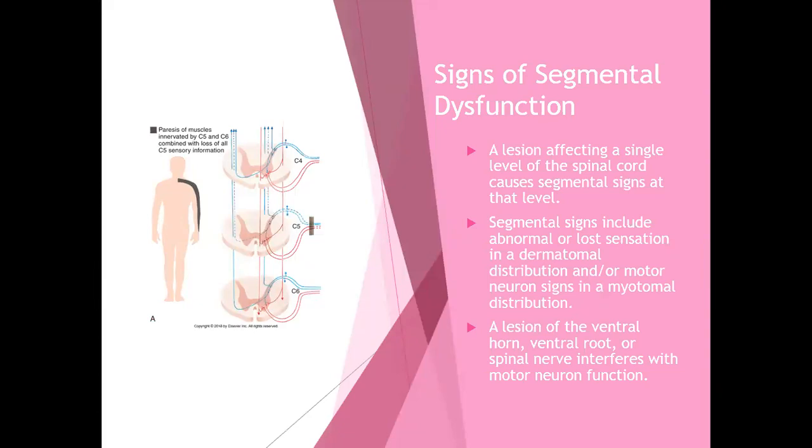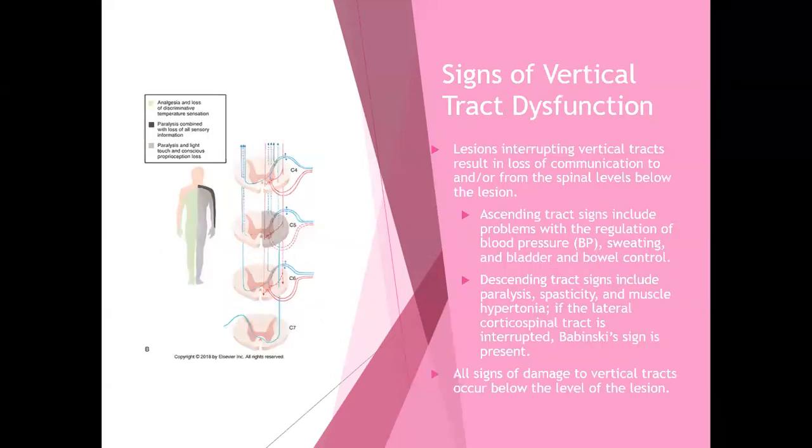A lesion of the ventral horn, ventral root, or spinal nerve interferes with motor neuron function. And if it's the dorsal horn, of course, it's going to interfere with sensory function. Vertical tract lesions result in loss of communication to or from the spinal levels below the lesion. Ascending tract signs include problems with regulation of blood pressure, sweating, and bladder and bowel control. So it's affecting the vertical autonomic tracts.